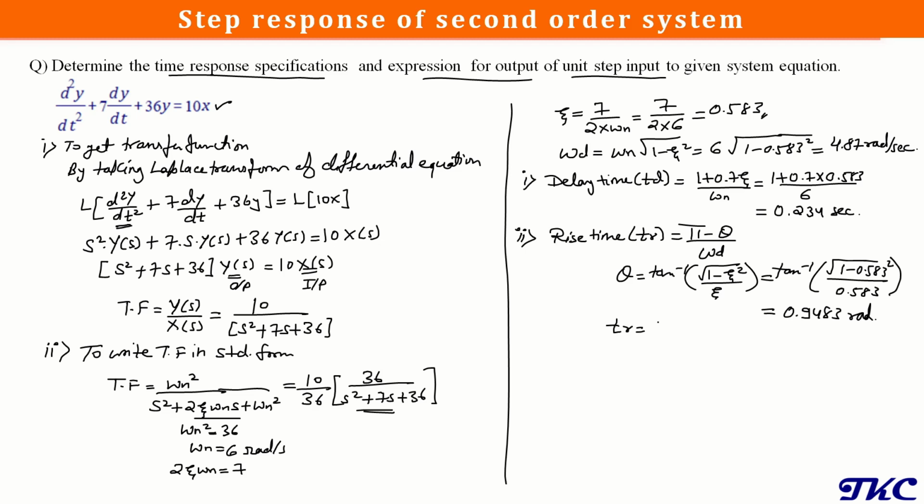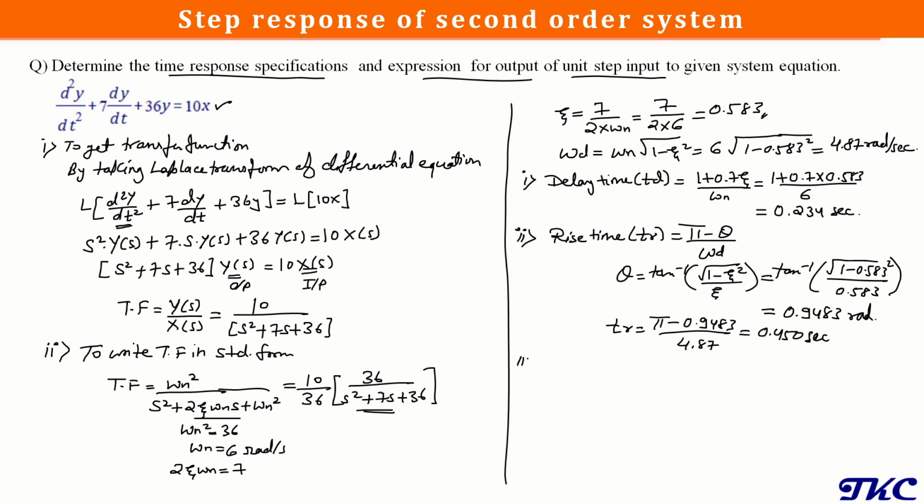Now once we got theta, we can determine TR. So TR is equal to pi minus theta value we got as 0.9483 divided by omega d we got as 4.87. Once we calculate, we get the value as 0.450 seconds. So based on TR, we can comment that the system requires 0.45 seconds to reach the required output.